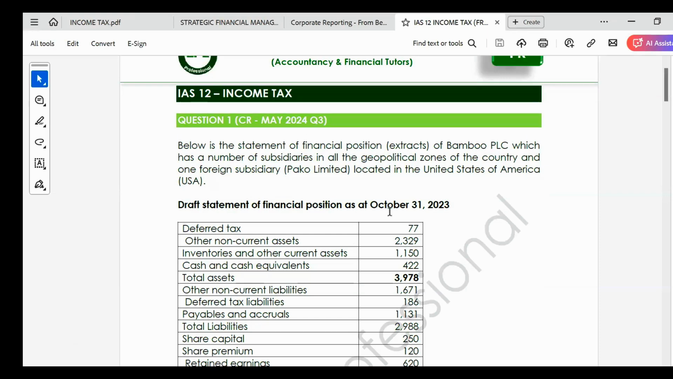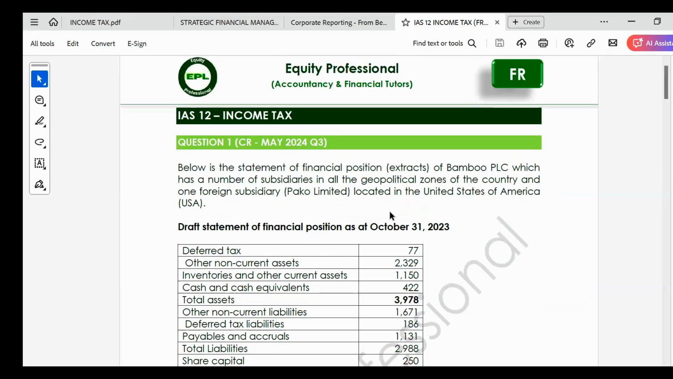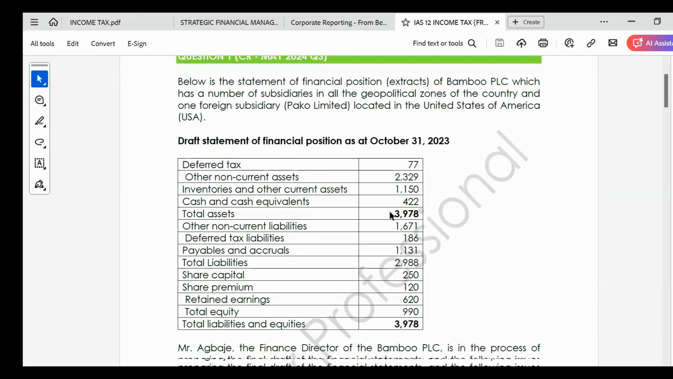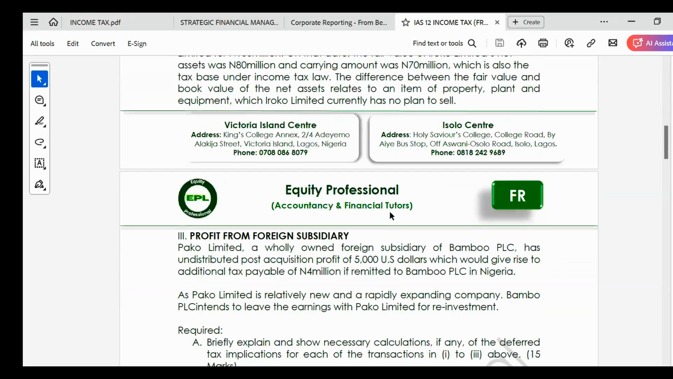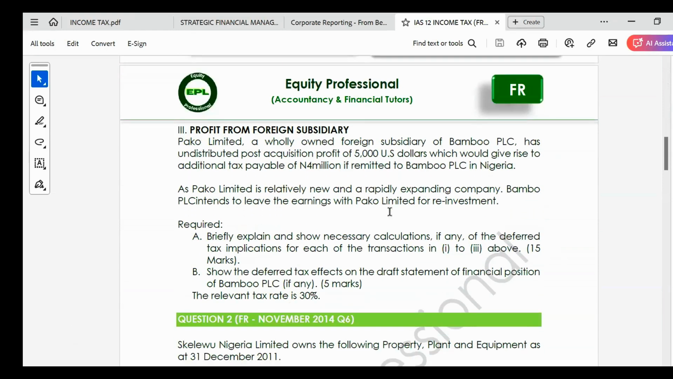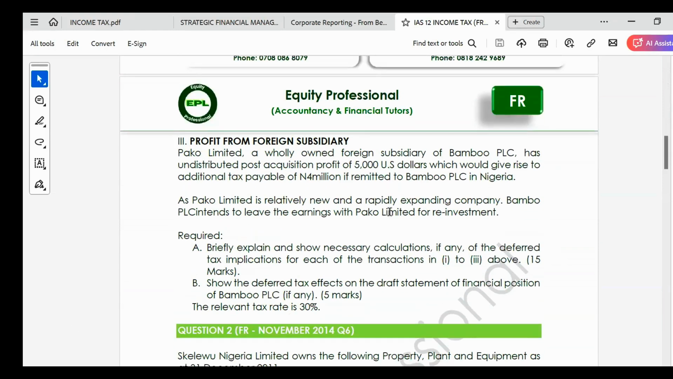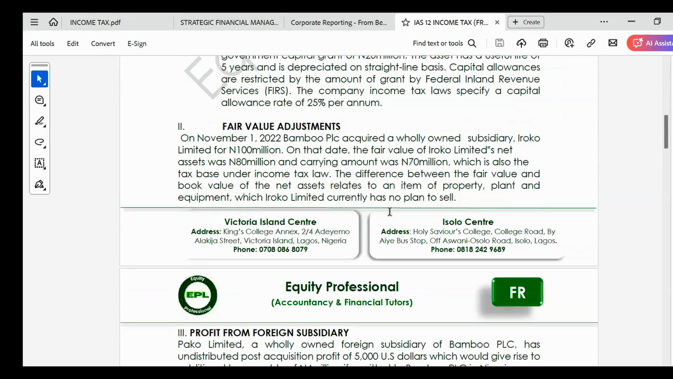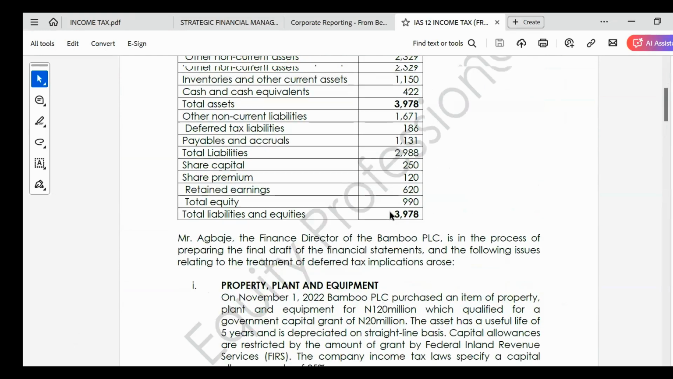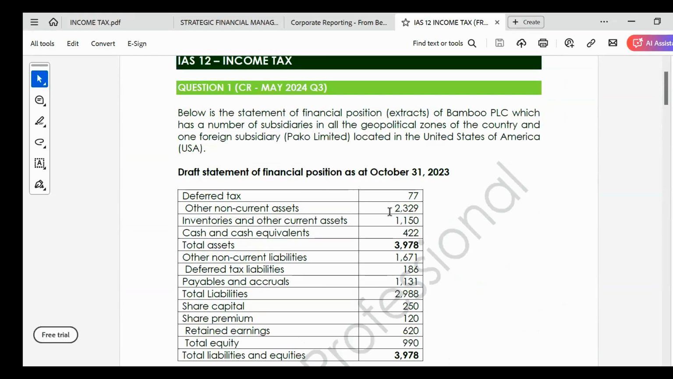All right. Number one question is a CR question from the last two diets. And like I said, except for one of the requirements, it's not even a requirement, it's a sub-requirement, I don't think it's a question that is too hard for us to understand the concept of it. Quite straightforward. Let's read. Below is the statement of financial position, extracts of Bamboo PLC, which has a number of subsidiaries in all the geopolitical zones of the country, and one foreign subsidiary, Baco Limited, located in the United States of America.